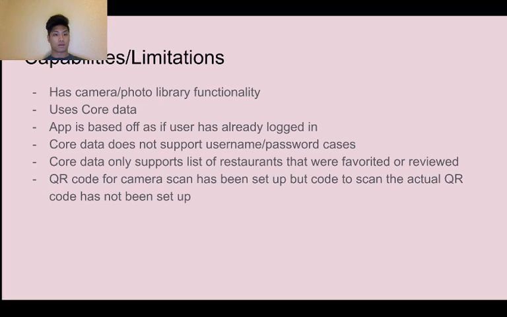Core Data only supports lists of restaurants that were favorited or reviewed, and the QR code for the camera scan has been set up, but the code to scan the actual QR code has not been set up. So we are currently working on that right now. But like I said before, I don't know, maybe next year or in a couple months. But yeah, QR code is up, code is not up.